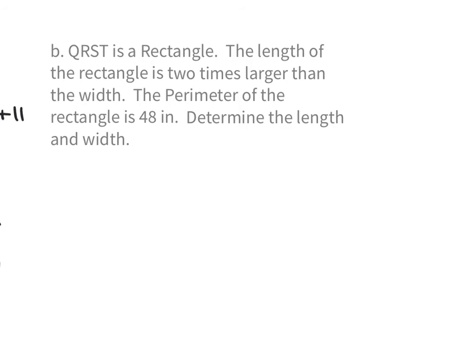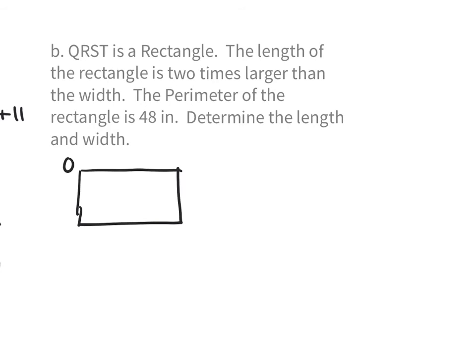It says here QRST is a rectangle. It says the length of the rectangle is 2 times larger than the width. It says here the perimeter of the rectangle is 48 inches, and I want to know what is the length and the width. All right, so this one is not really related to diagonals, but to using properties of rectangles.